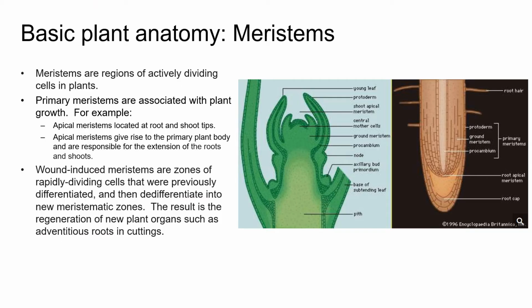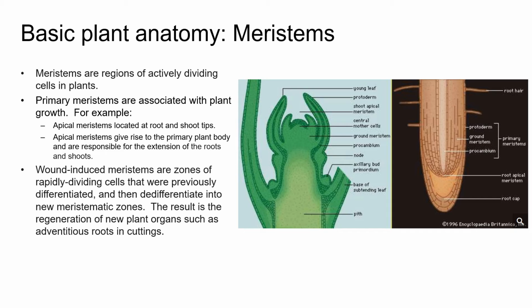Meristems are zones where plant cells are actively dividing by mitosis. Primary meristems are associated with plant growth. An example of a primary meristem is an apical meristem, which can be found at both the tips of shoots and the tips of roots. Apical meristems give rise to the main body of the plant and are responsible for the extension or growth of roots and shoots. A microscope is needed to see the cells within meristems.